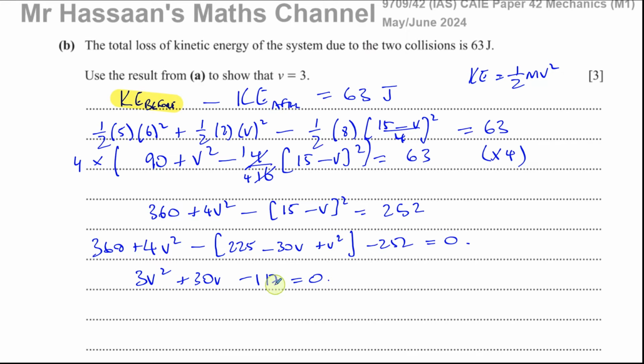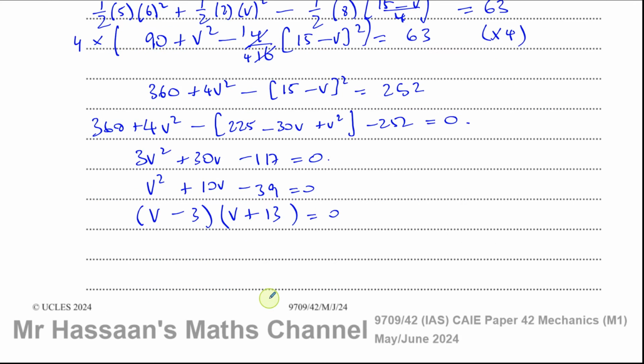Now, can we solve this? Can we make it easier? They're all divisible by 3 because these add up to 9. So 3 goes into all of them. So that's v squared plus 10v minus 39 equals 0. And it says show that v equals 3. So that means v minus 3 must be one factor. And the other factor is going to be v plus 13, because they have to add up to give you 10 and multiply to give you negative 13. So therefore v is equal to 3 and v equals negative 13.